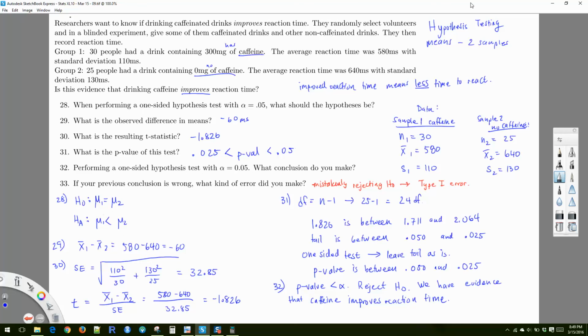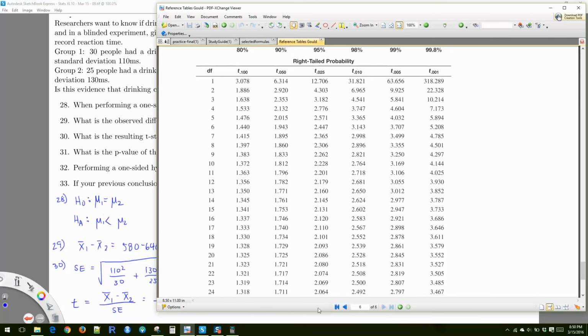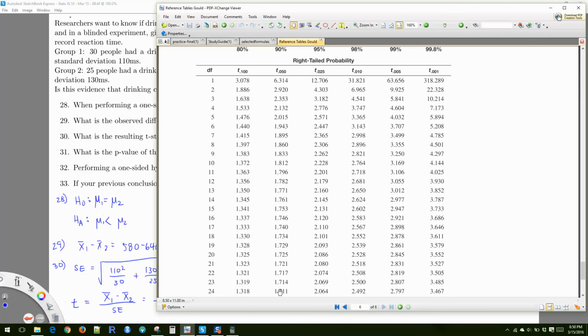What was the p-value again, 31? The p-value is between 0.025 and 0.05. So when we look up our test statistic of 1.826, we see that it's in between the columns for 1.711 and 2.064. So it's in between these two numbers, so that means our tail area has to be between these two numbers.